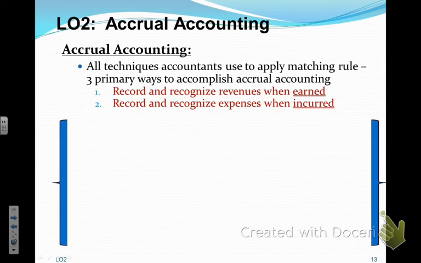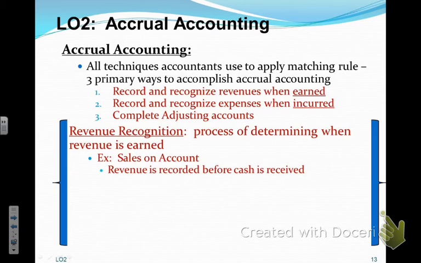When revenue is recorded before cash is received, accrual accounting does not require a receipt of cash to recognize the revenue. We allow for the recognition of the revenue by recording an account receivable. So we say that we record and recognize revenue when it is earned, and we record and recognize expenses when they are incurred. And then we use adjusting entries to help us account for any adjustments that need to be made after the fact.